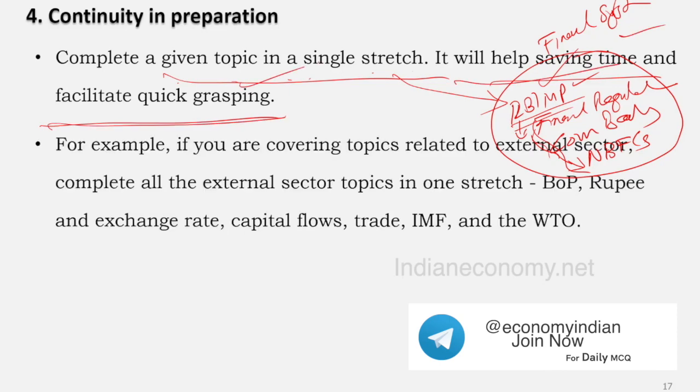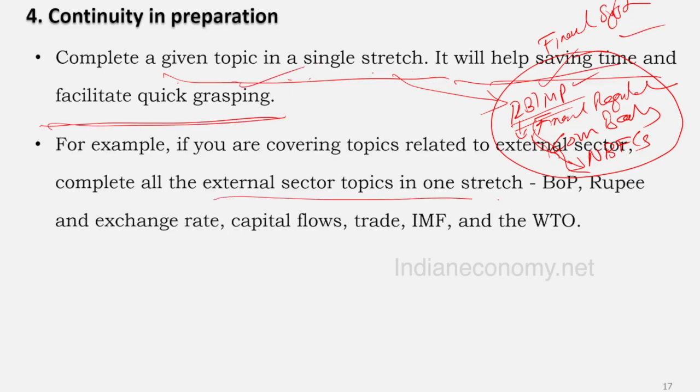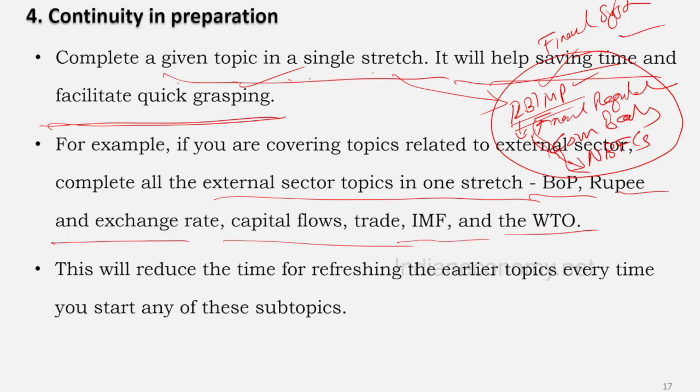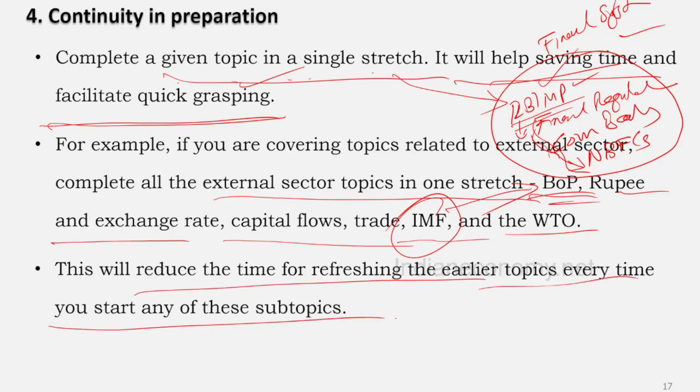For example, if you are covering topics related to the external sector, complete all the external sector topics in one stretch: balance of payments, rupee, exchange rate, capital flows, trade, IMF, WTO, etc., all closely connected. You complete this topic in a stretch. That will help you considerably, because when you are understanding the IMF, you should have a basic understanding of balance of payments. This will reduce the time for refreshing the earlier topics every time you start any of the subtopics. And revise the topic frequently. That is also very important. You should not stop once you have just read or covered the topic, but revision is very important.